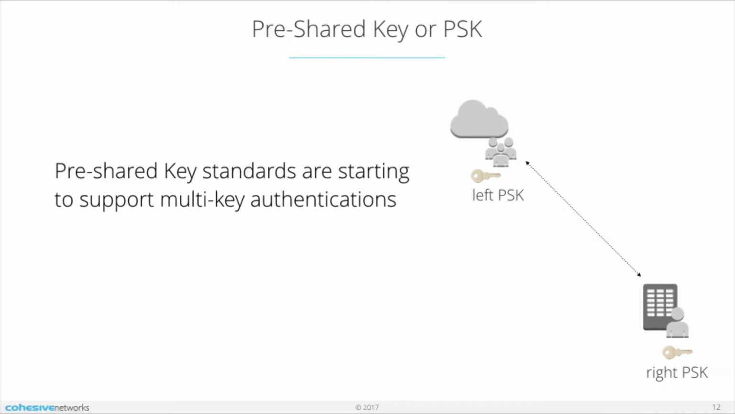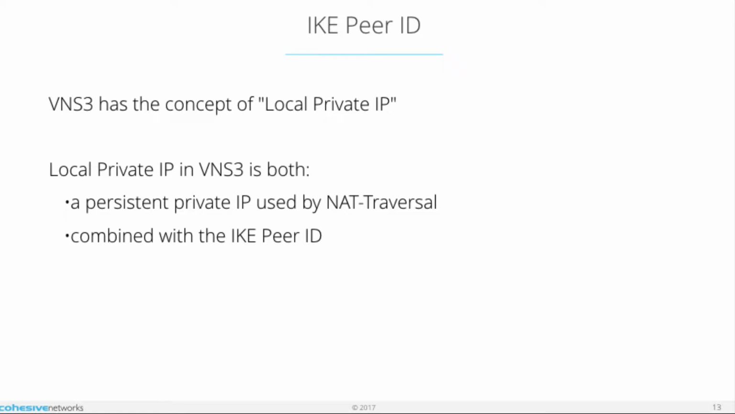Today, in most implementations, we're starting to see the standard does support effectively your side having one secret and the other guy's side having another secret. Think of it as if the cloud is up and to the left and the data center is down and to the right: effectively a left PSK and a right PSK. Next, the Internet Key Exchange Peer ID, or IKE Peer ID.